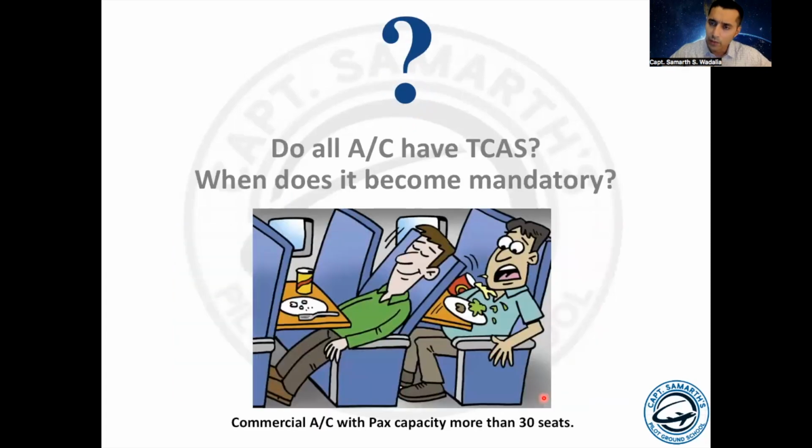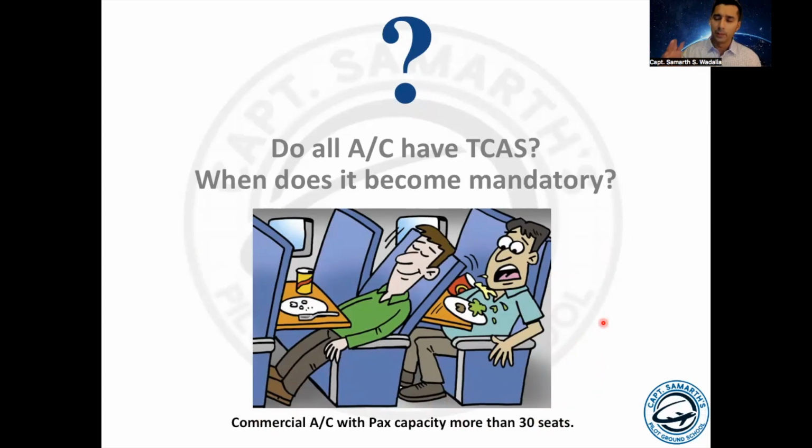Is it mandatory for all aircraft to have TCASs? No, it is not. It only becomes mandatory when an aircraft is employed in commercial services, charging money, and has a passenger seating capacity of more than 30 seats. Guys, this is what the regulation states. The regulation states that an airplane that is employed in commercial activity and has a passenger seating capacity of more than 30 seats is required to have a TCAS on board.